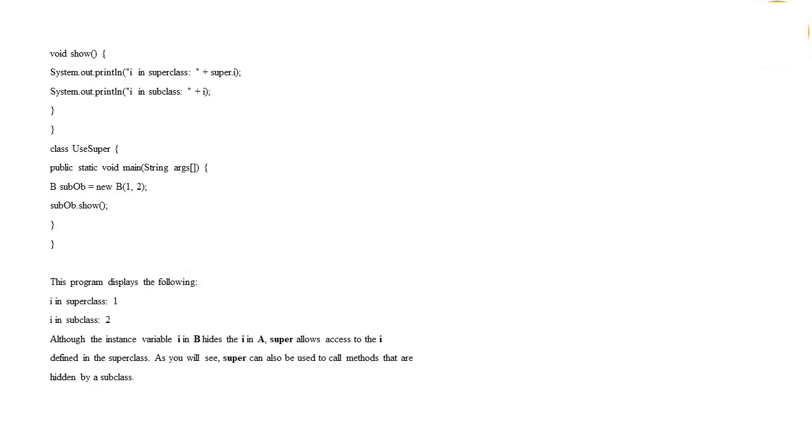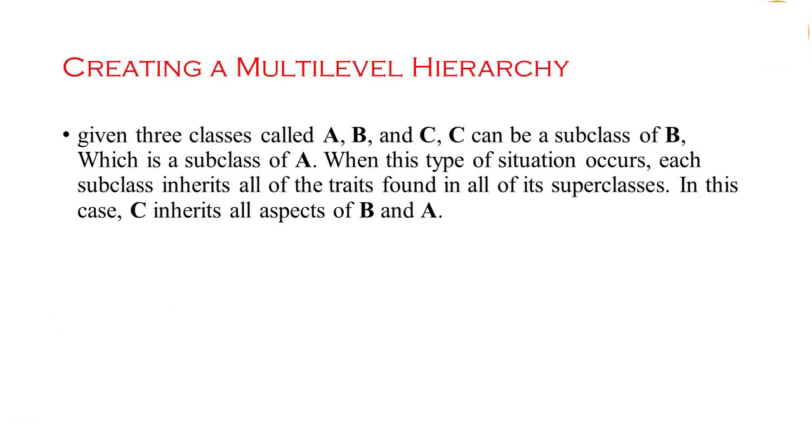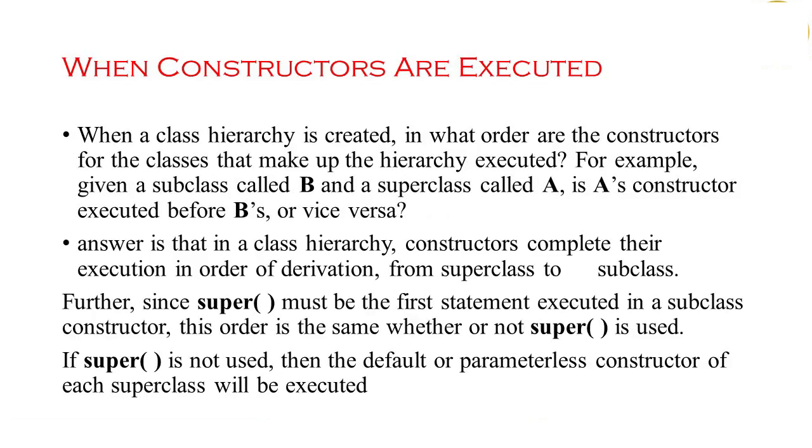So this is what super does. You have an example for that. Creating a multi-level hierarchy. Given three classes called A, B and C, C can be a subclass of B, which is a subclass of A. When this type of situation occurs, each subclass inherits all of the traits found in all of its superclasses. In this case, C inherits all aspects of B and A.